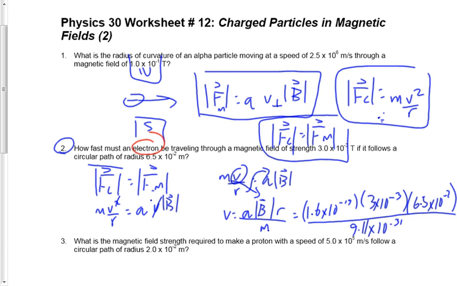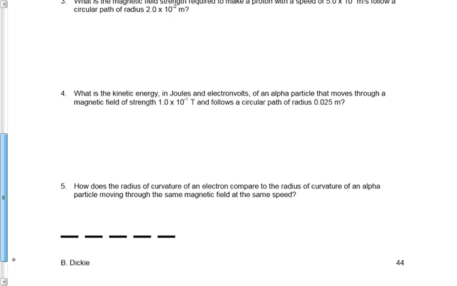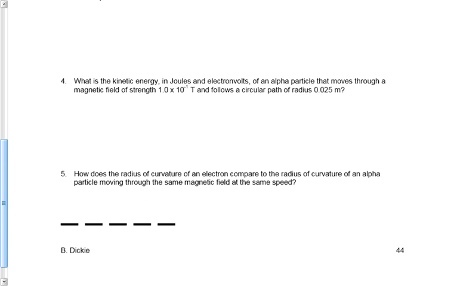All right, number 4. What's the kinetic energy in joules and electron volts of an alpha particle that moves through a magnetic field, follows a circular path of that radius? You know what? It's probably not a bad idea to do this. Look at what I did when I showed you the answer key. I forgot to convert to electron volts. And why did I forget to convert to electron volts? Well, because I knew what I was solving for. I knew I was solving for energy. I got it in joules. I just stopped. I was careless.